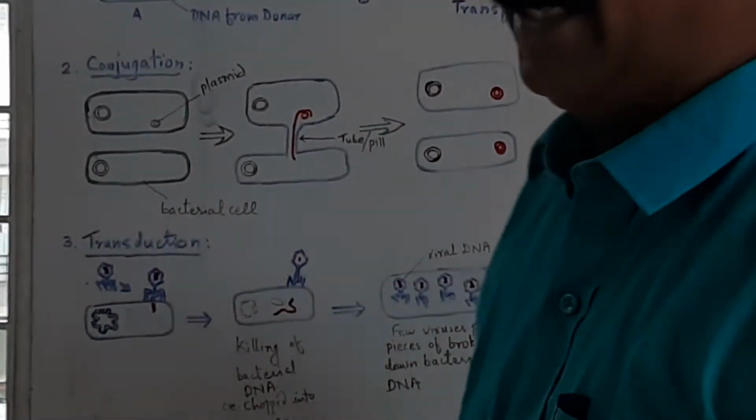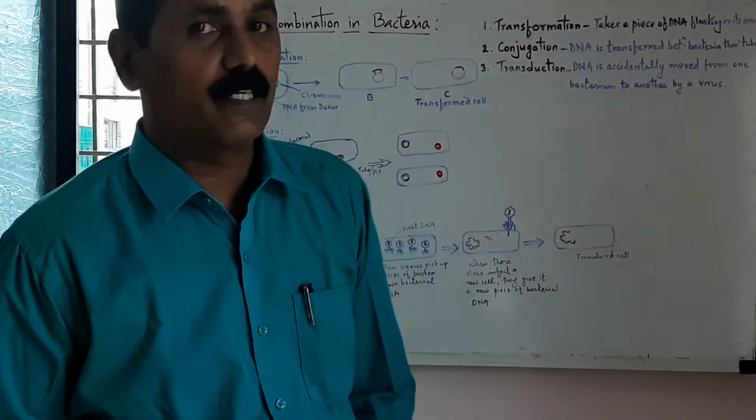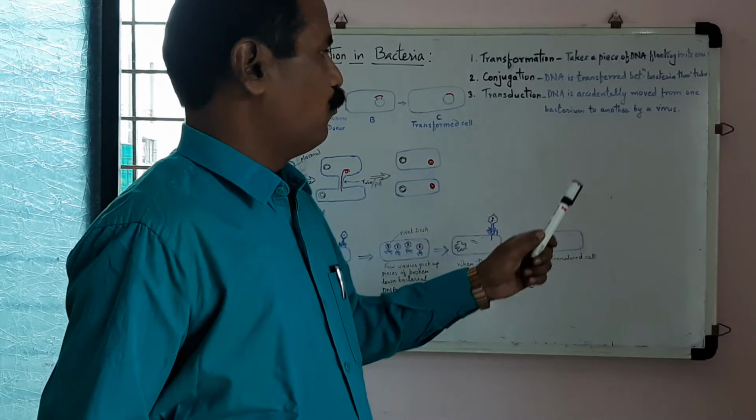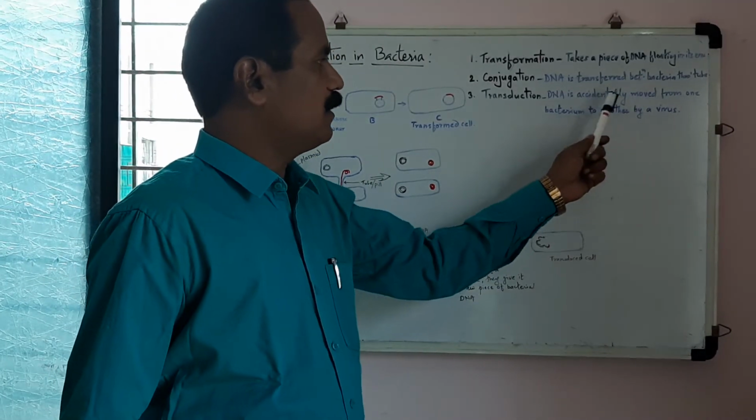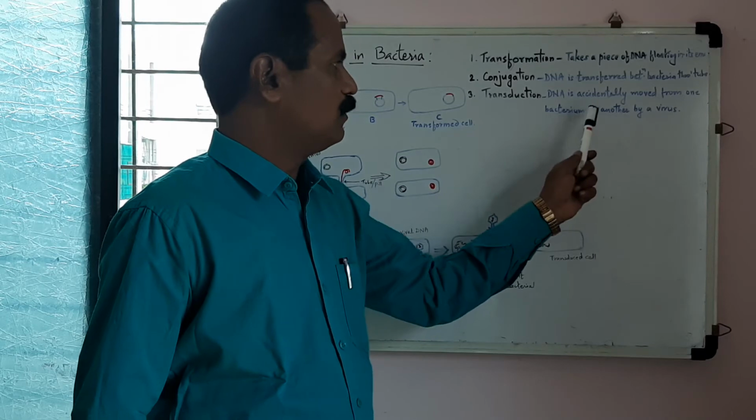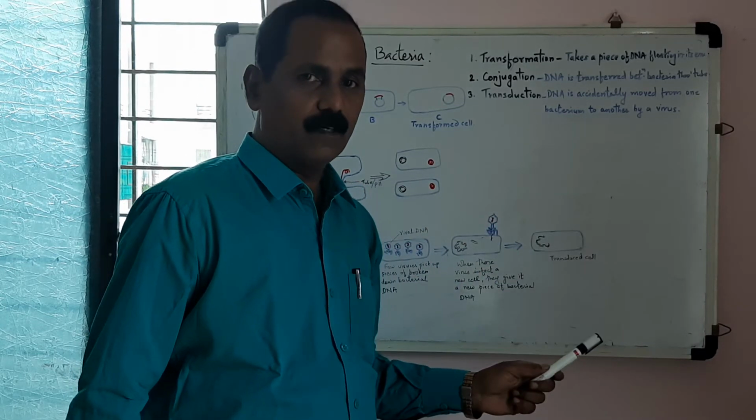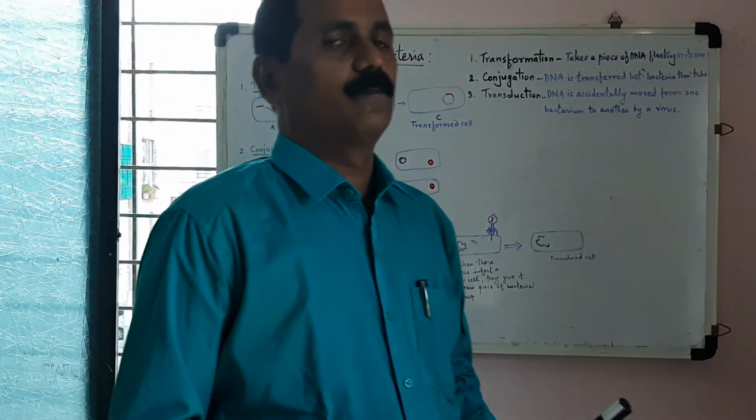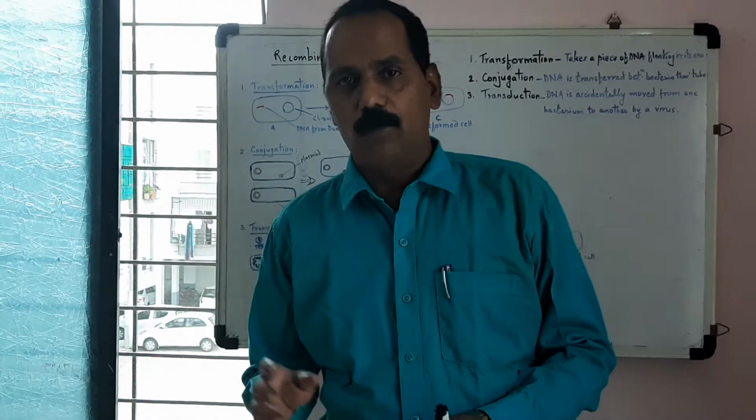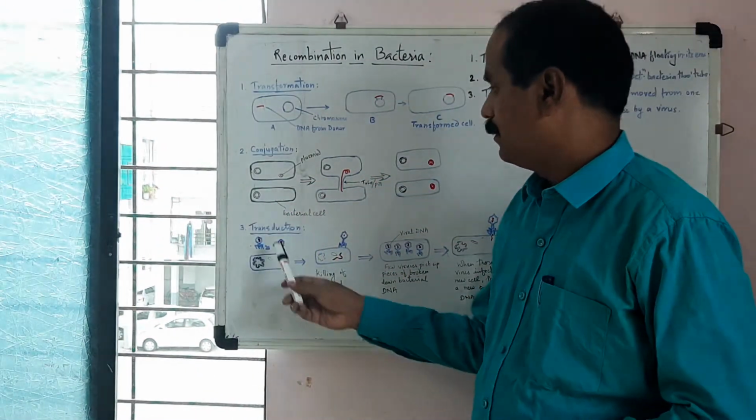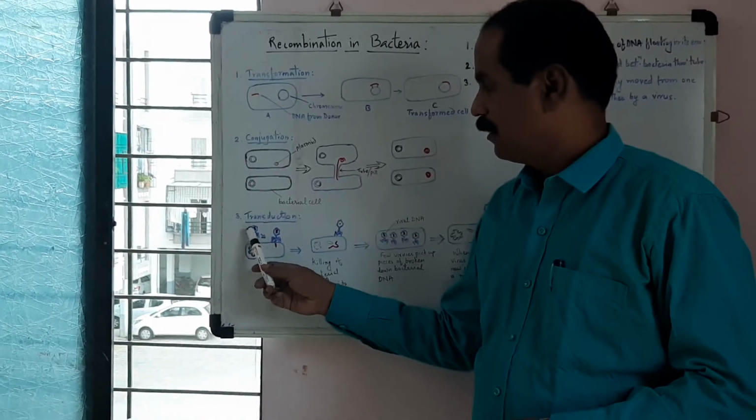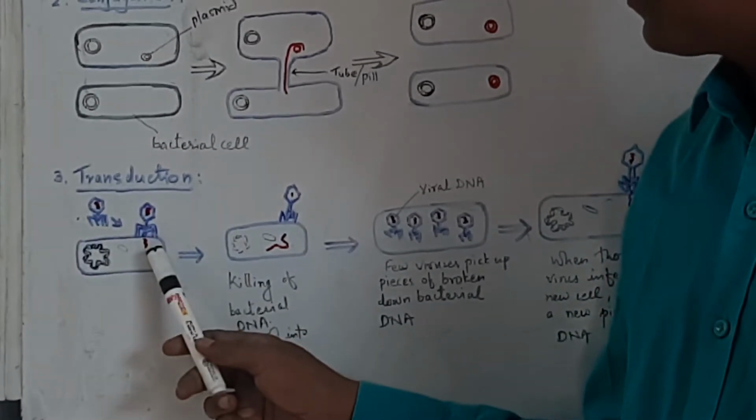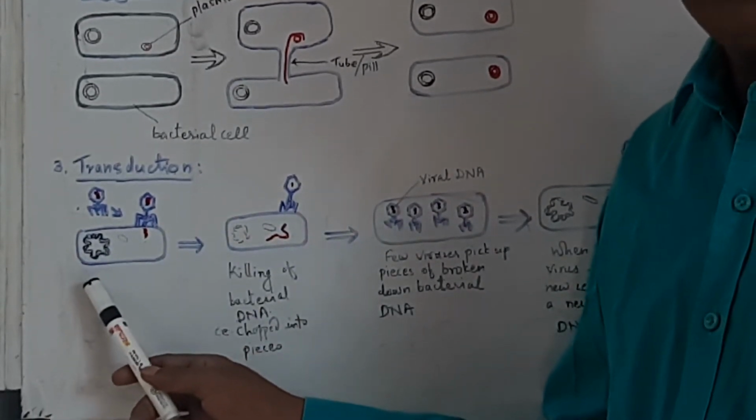Now to understand the transduction process, what exactly is it? It is the process where DNA is accidentally moved from one bacterium to another by a virus. The virus is a very common bacteriophage. This is the bacteriophage virus, with its own genetic material, and it comes in contact with the bacterial cell.